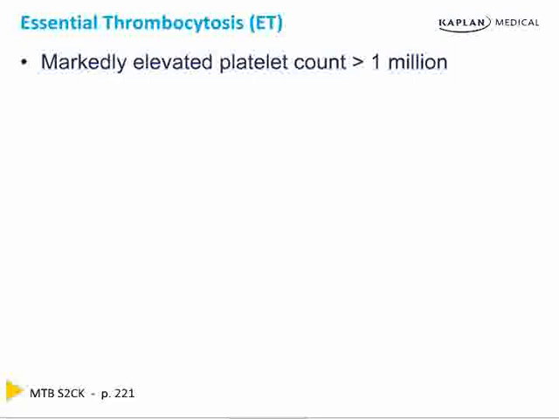Our next disorder is essential thrombocytosis, sometimes called essential thrombocythemia.